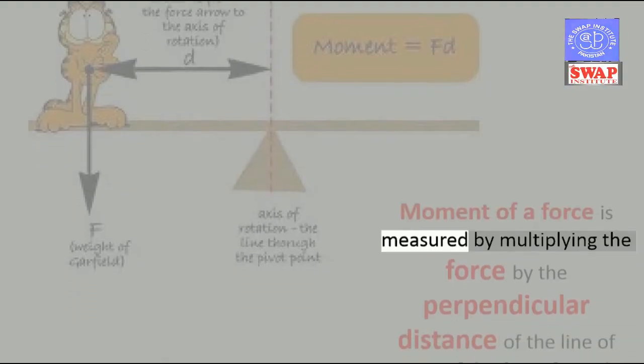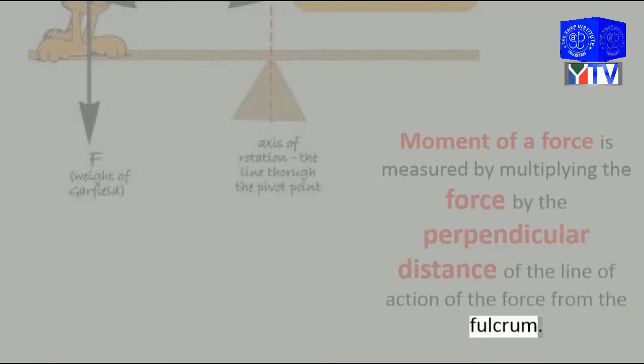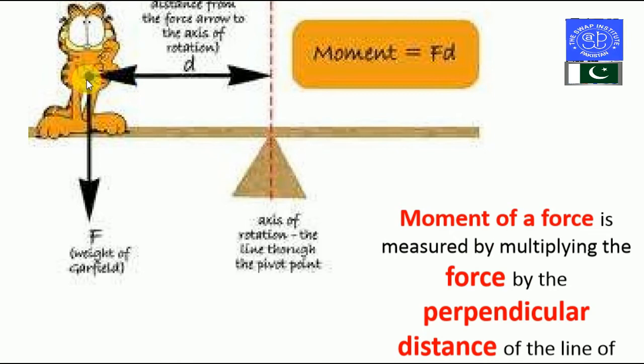Moment of a force is measured by multiplying the force by the perpendicular distance of the line of action of the force from the fulcrum. Okay, this one is the fulcrum. And the force acting due to weight is downward, and the distance from the fulcrum or pivot is D. So the multiple of D and F is equal to moment, or moment of force, or torque.